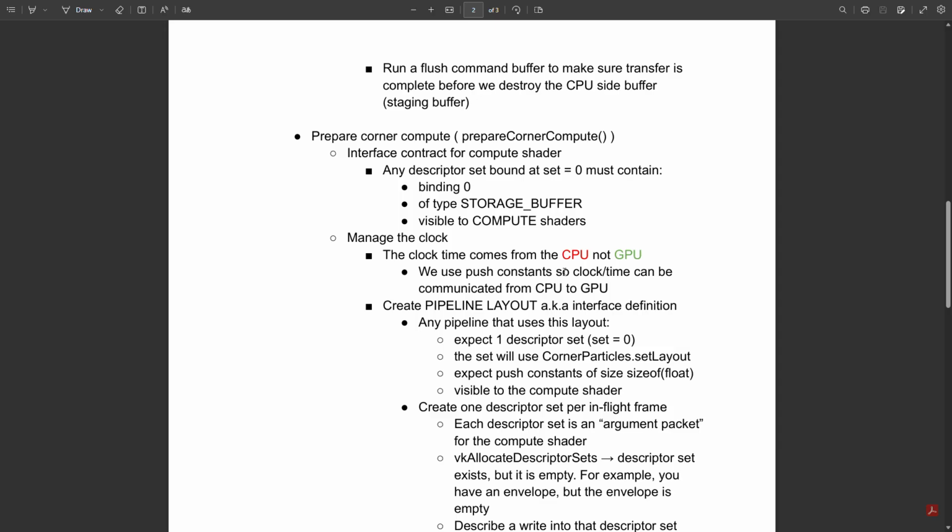We use push constants, so clock/time can be communicated from CPU to GPU. This is a whole conversation in and of itself. We actually have a situation where the default application, the application that we just saw, without our little corner thing, of course, actually doesn't use push constants.